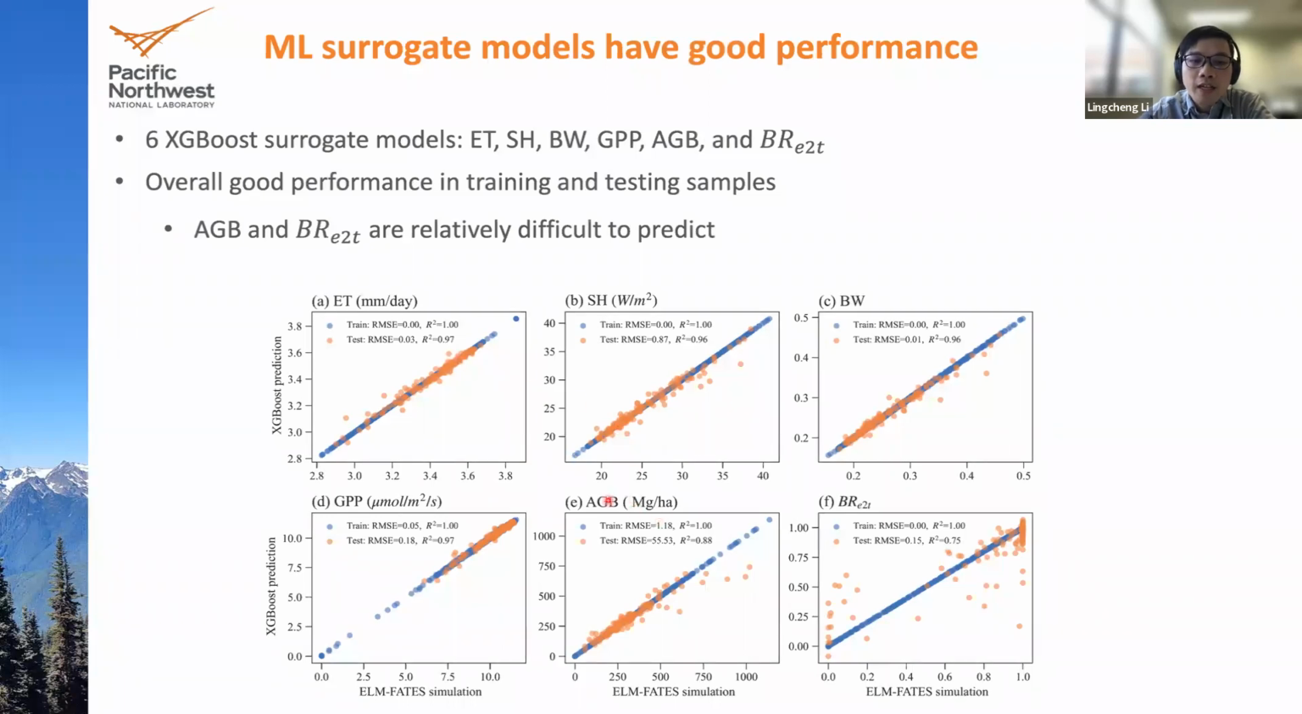But relatively, the performance for the coexistence, or the biomass ratio, is not as good as for the other variables. Why is it not that good? Because this biomass ratio, or PFT coexistence, is very sensitive to different parameters, and it's relatively difficult to emulate. Also, we only have 1,500 samples, and in these samples only 20% are coexistence. So we don't have many coexistence samples to train the models. This leads to relatively worse performance, but it's still okay.